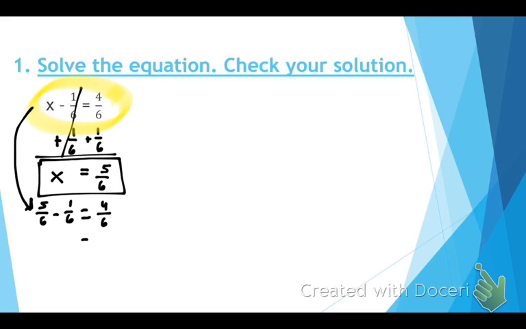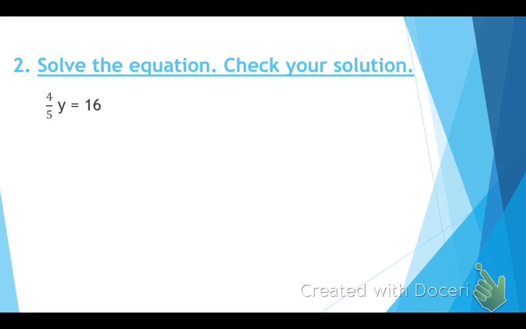Okay, so now, once again, drop down your equal sign. What's 5/6 minus 1/6? 4/6. And then just drop this down. Does 4/6 equal 4/6? Yes, so give yourself a mini check mark because it did check out.